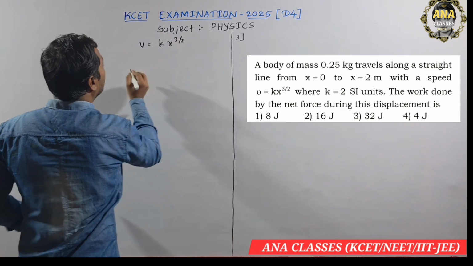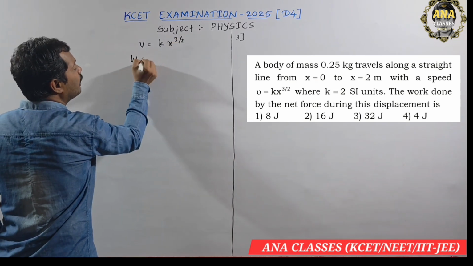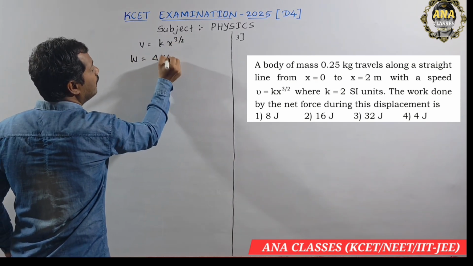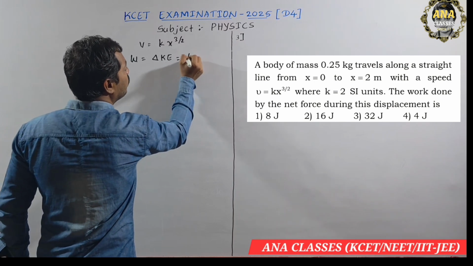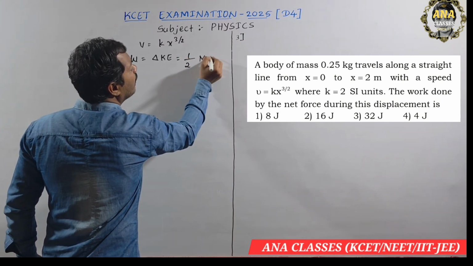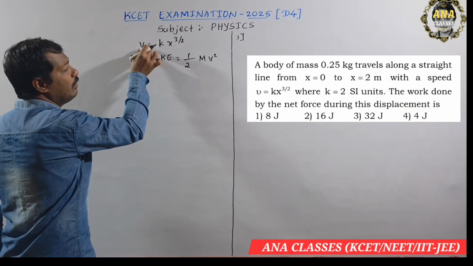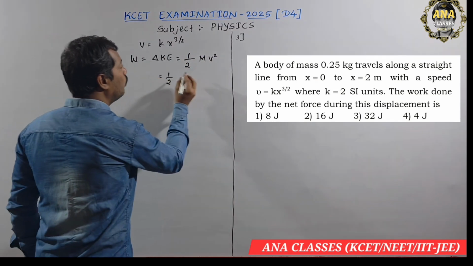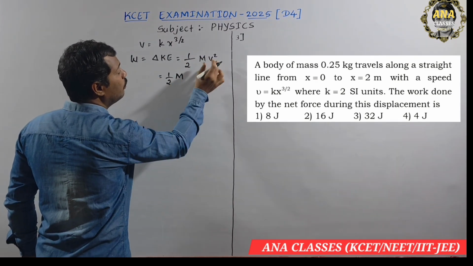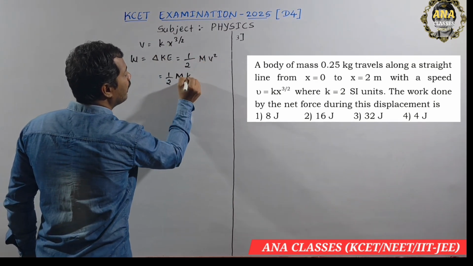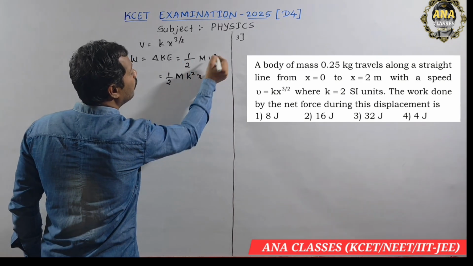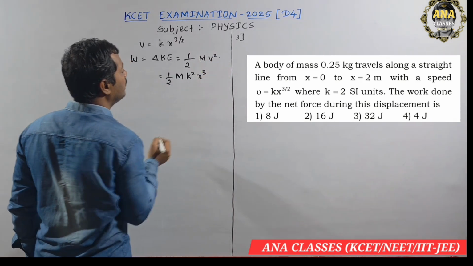And the third question is, the given speed is v equal to k into x raised to 3 by 2. So we want the work is equal to the change in kinetic energy. So change in kinetic energy you can write as 1 divided by 2 of mv square. By substituting the value of v here, 1 divided by 2 mass into v square, it will be k square into x cube, and 2 gets cancelled.